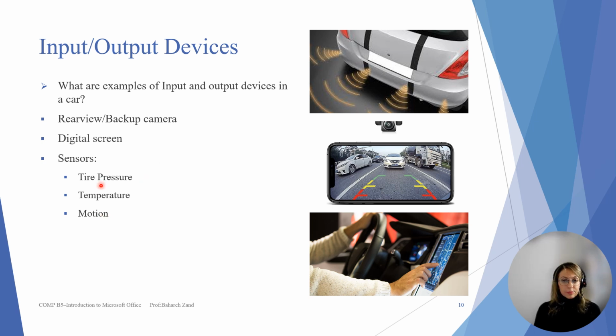A very simple example could be a tire pressure sensor that checks the pressure of the tire and gives you the information. That is an input device. Or the temperature sensors, you know how you see the temperature outside. Those sensors are some sort of input device to your car. And also the new cars that have motion sensors, like if something passes by your car, you hear a beep. Those are input devices as well.